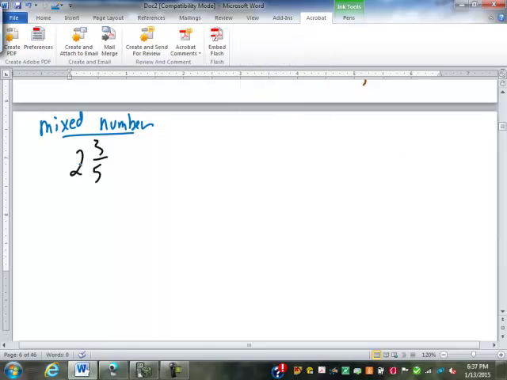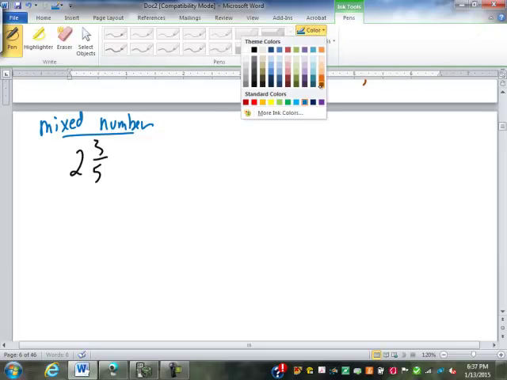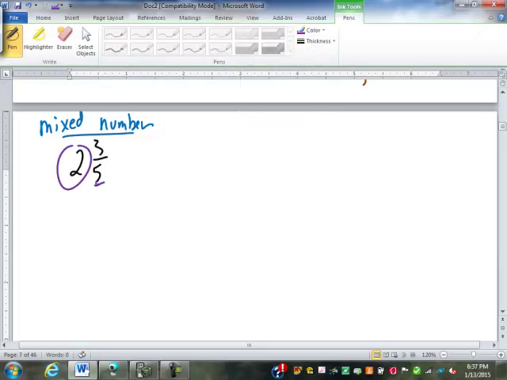So to do that, I've got to figure out how many pieces are in these 2 whole objects. Well, the 5 tells us that. Each of them has 5 pieces. So that's a total of how many? Well, 2 times 5 is 10. Plus, there's already 3 pieces there. 3 plus 10 is 13 fifths.